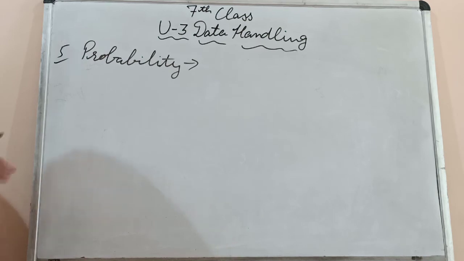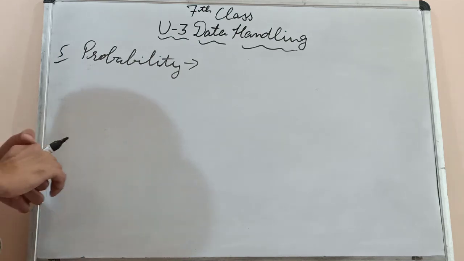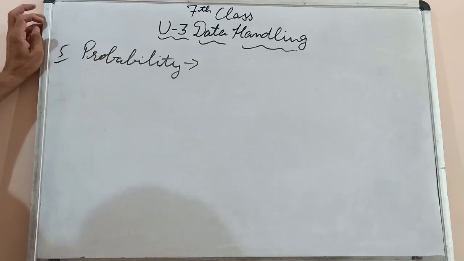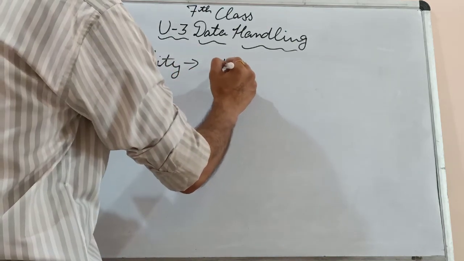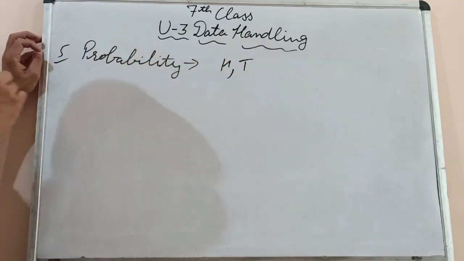Yes, the last term is probability. Okay, so what is probability? The extent to which an event is likely to occur. कितनी बार कोई चीज होती है. Let us have an example. Suppose you have a coin and you toss it. By tossing it, you will get either head or tail.